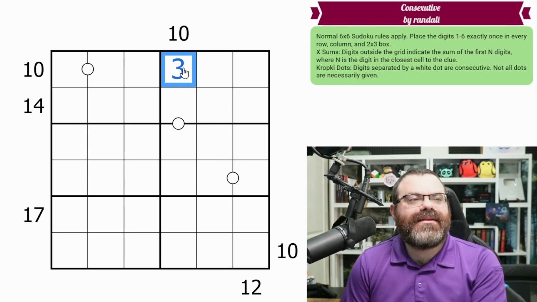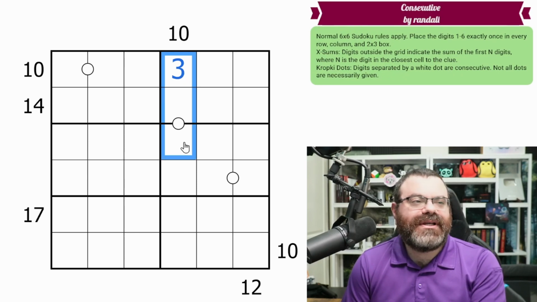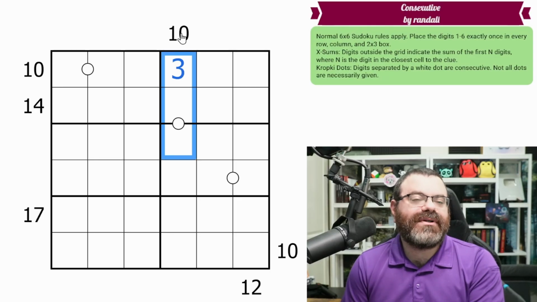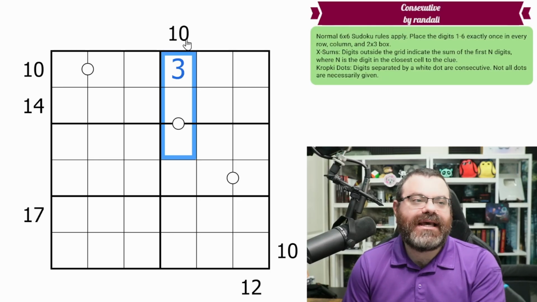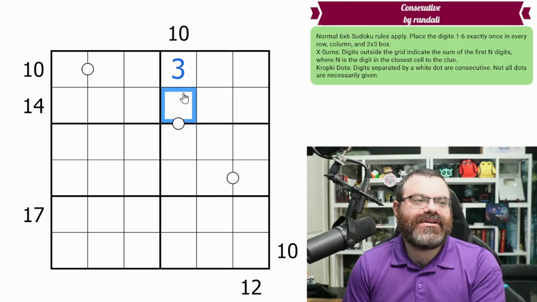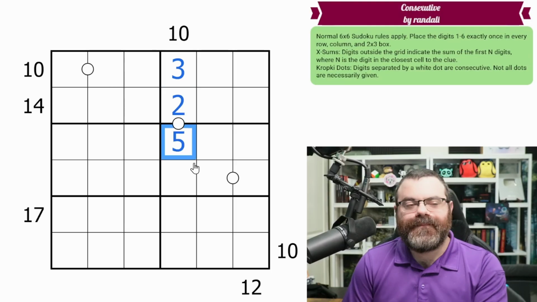And then that is the count. So we're counting 3 cells from the clue, including the count itself, and those need to sum to the clue. So these 3 sum to 10. So including the 3, that means these 2 need to sum to 7. So we could do, for example, 2 and 5.